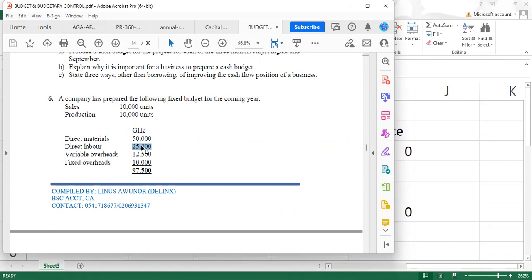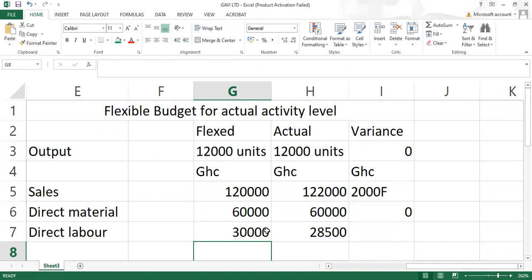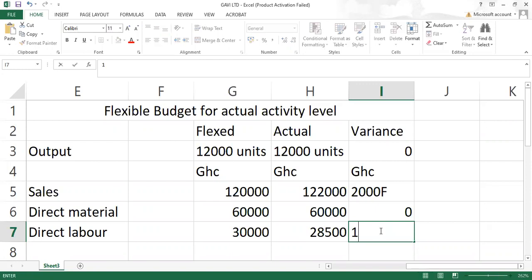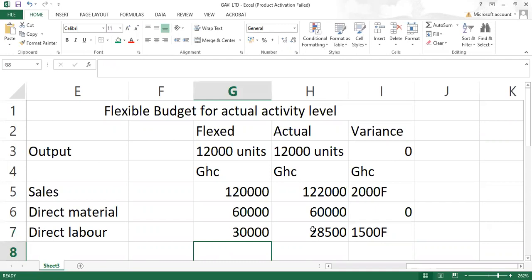Are you okay? So what is happening? There is an adverse. The difference here is adverse or favorable? Favorable. We're supposed to spend 30,000, but we end up spending 28,500. That means we save some cost. 1,500. Okay, favorable. Let's move on. The next cost is what? Variable overheads.